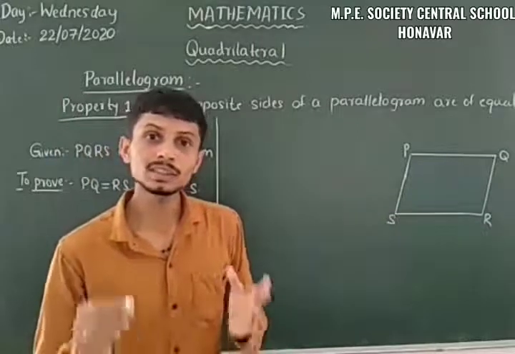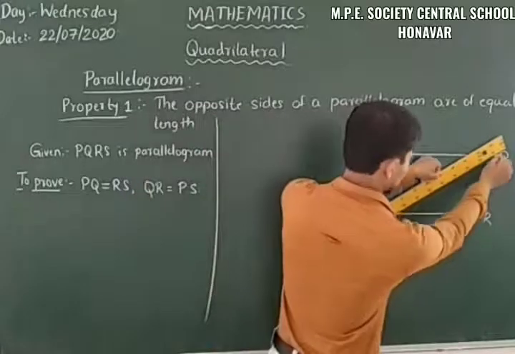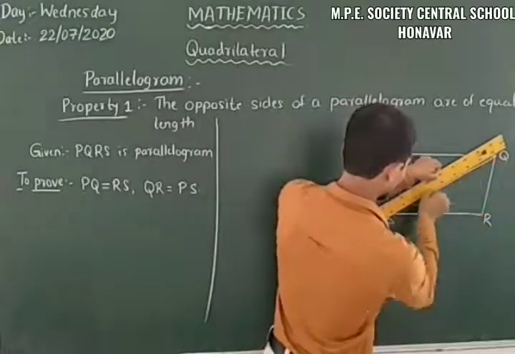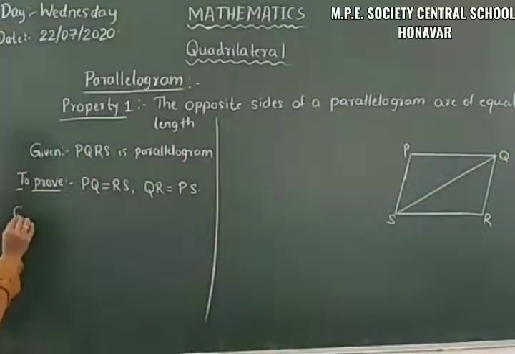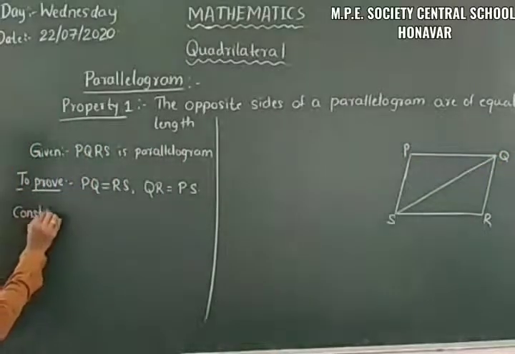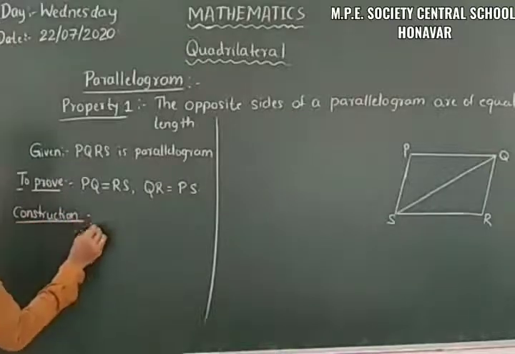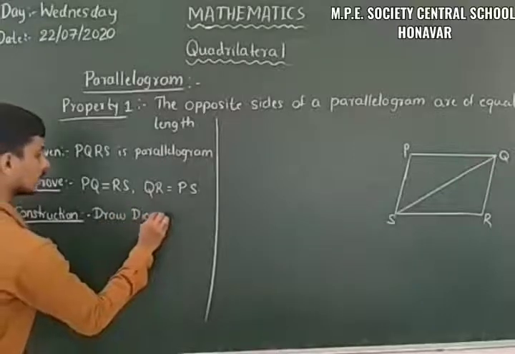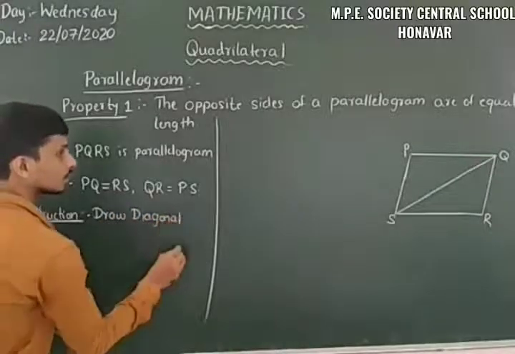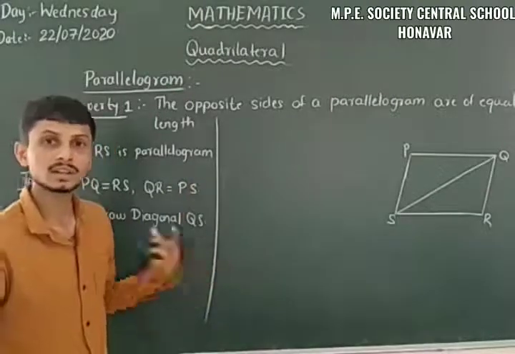So what you have to do is just construct a diagonal QS. Just draw a diagonal QS. After that we have to write it in a construction form. So what are we going to construct here? Draw diagonal QS. Yes, so I will draw the diagonal QS.